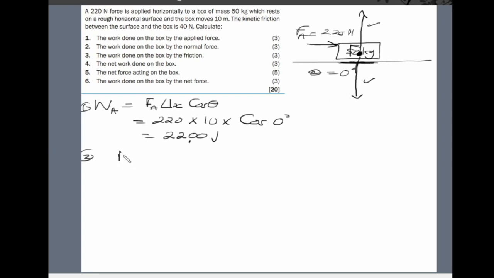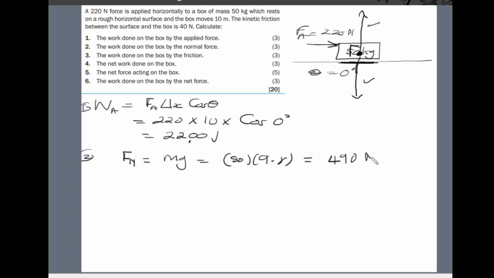So now to calculate the normal force, let's say it's F normal, Fn for normal force will be mg, the mass of the box times the gravitational acceleration will give us the normal force, right? So this is 50 times 9.8. Okay, so 50 times 9.8 is 490 newtons.